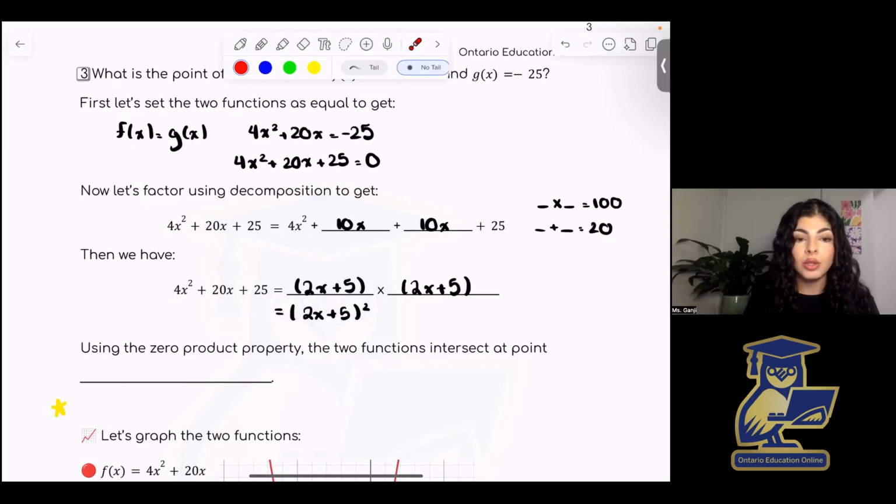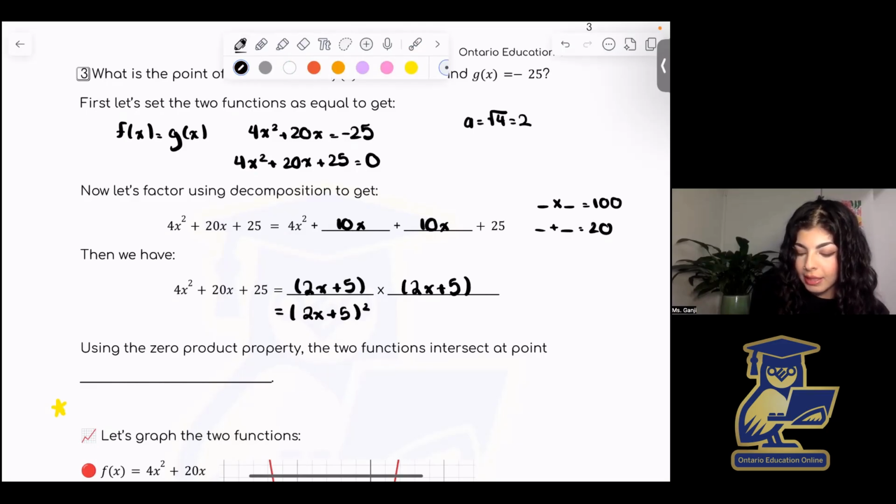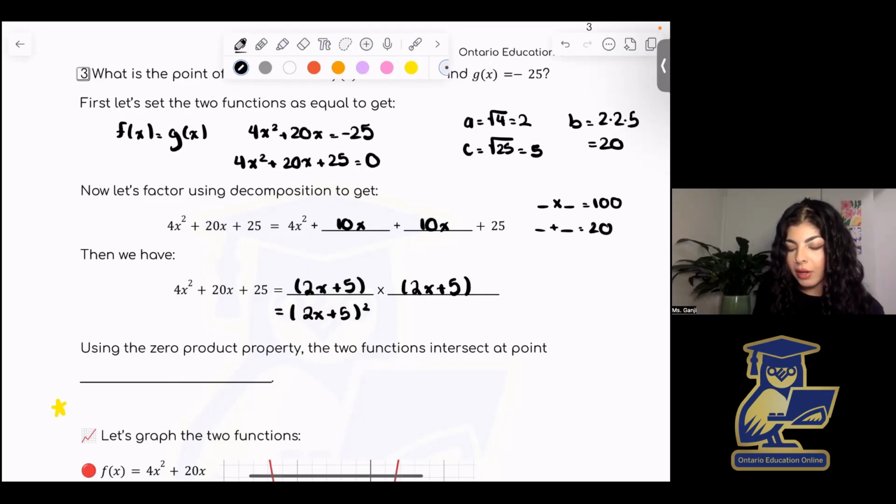So here we had 4x squared as a perfect square and 25 as a perfect square, and their square root, so a in this case would be square root of 4 or 2, and c in this case would be square root of 25, which is 5. And so b is 2 times 2 times 5, or 20. And so we would have had our perfect square as 2x plus 5 squared, which is what we got here.